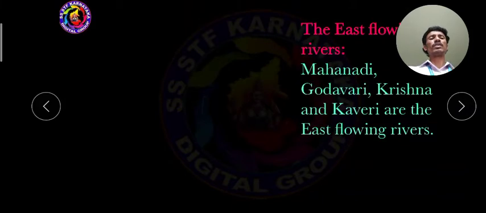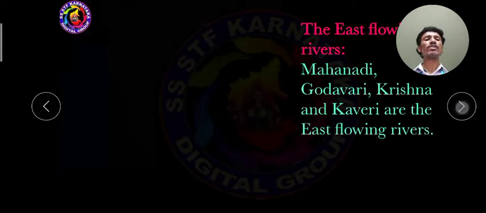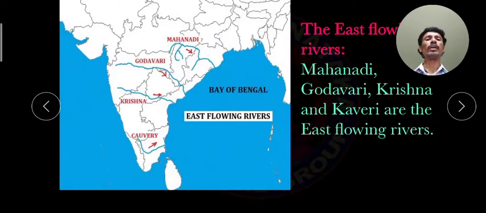So first, the east flowing rivers. Which are the main east flowing rivers of South India? Mahanadi, Godavari, Krishna, Kaveri are the east flowing rivers of South India. See mainly here, this is the Mahanadi east flowing, Godavari east flowing, Krishna River east flowing, river Kaveri east flowing.